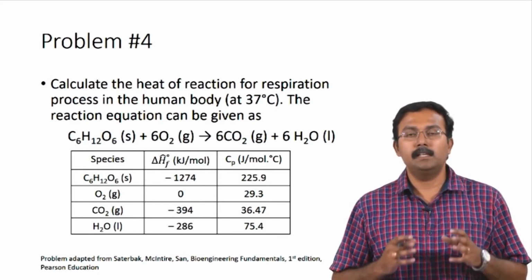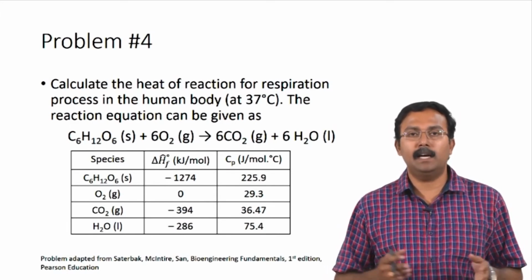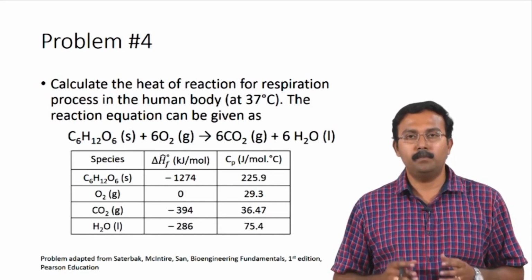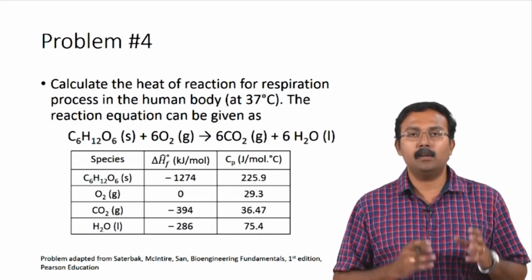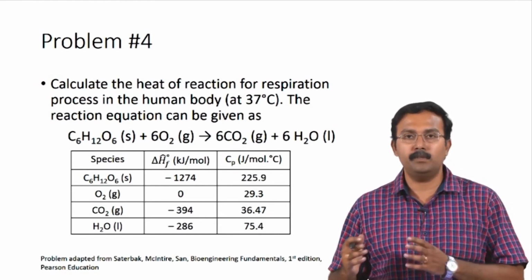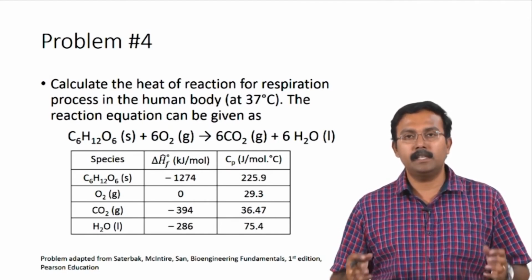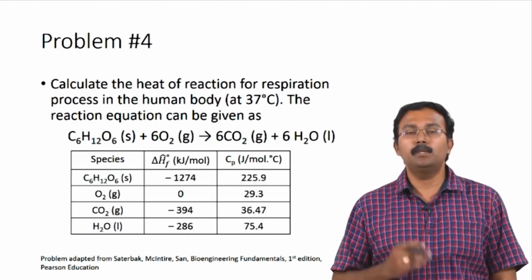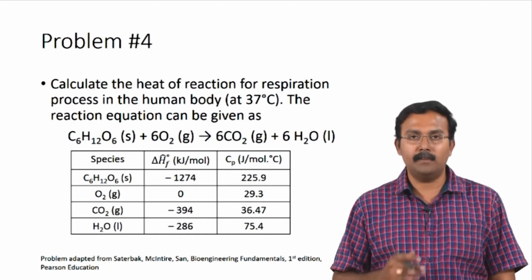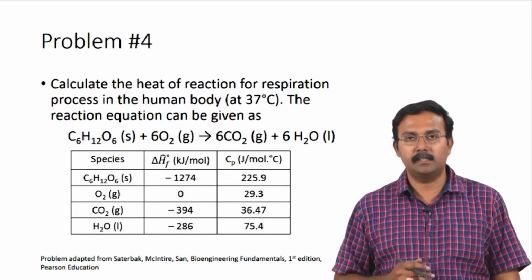So, now instead of having a single step you actually have 3 steps. You would have to build this hypothetical path and calculate the change in enthalpy for individual steps, and thereby calculate the total change in enthalpy for the process, which would be the heat of reaction for the given reaction at 37 degrees Celsius. Let us go ahead and solve this problem.